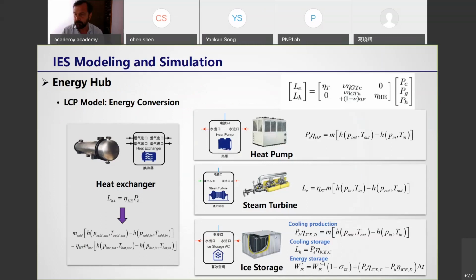For the energy hub model, we use the LCP model to represent the energy conversion process between different energy forms. In this model, L and P represent the output and the input energy flow, and C represents the conversion efficiency. Here we give 4 examples: the heat exchanger, heat pump, steam turbine, and ice storage. They all have their unique LCP equations. Notice that because the Cloud IEPS platform is mainly developed for planning and operation studies, we only use the steady-state energy flow equation to model the IES.